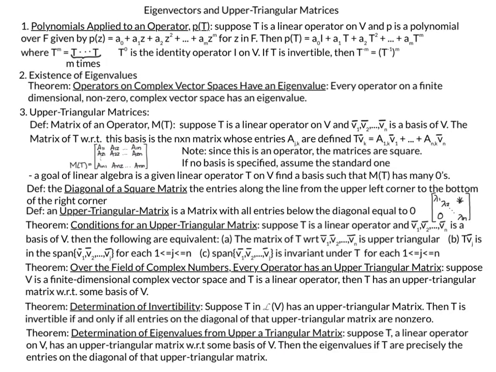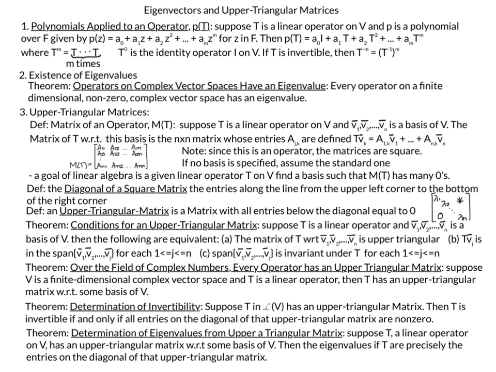To review what we have covered in this video, we talked about eigenvectors and upper triangular matrices. We started by defining polynomials applied to an operator, that's polynomial P on the operator T. So suppose T is a linear operator on V, and P is a polynomial over the field F given by P of Z equals A0 plus A1Z plus A2Z squared up to AMZ to the M for Z in F.